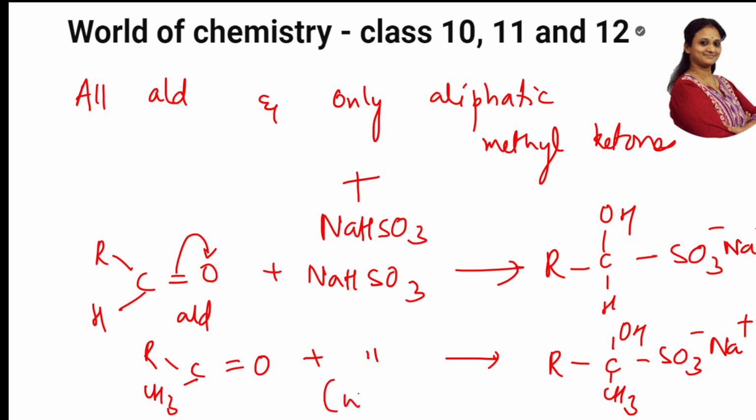So I'm writing here white crystalline bisulfate. That means both will react with NaHSO3. So you will be getting a white crystal. Okay. Now further we'll take aldehydes with Fehling solution.